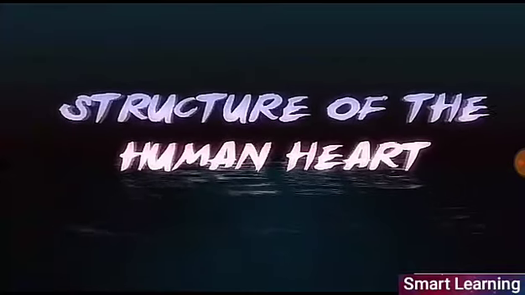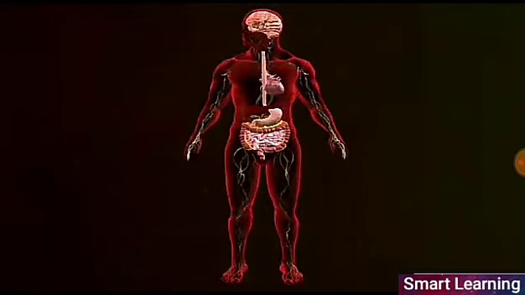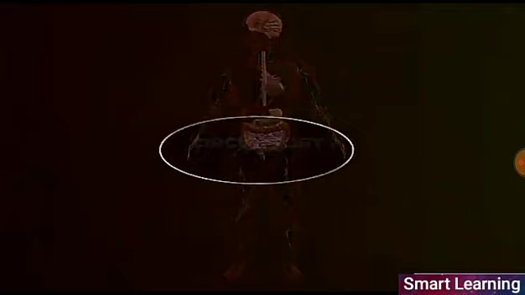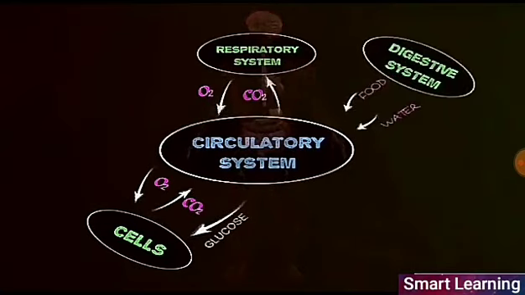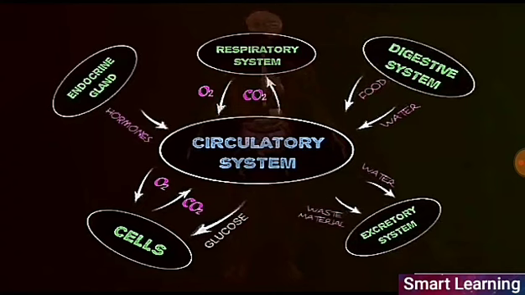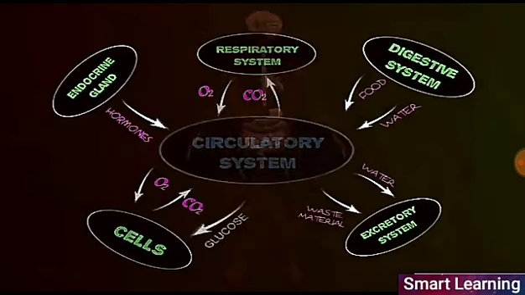heart. In human beings, the transport of substances such as oxygen, carbon dioxide, digested food, excretory products, etc. is carried out by specialized long-distance transport systems constituting the circulatory system of our body.